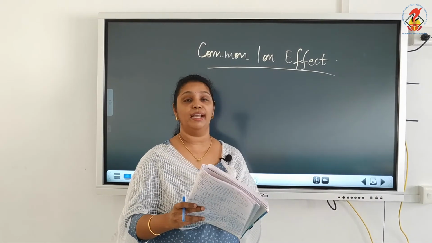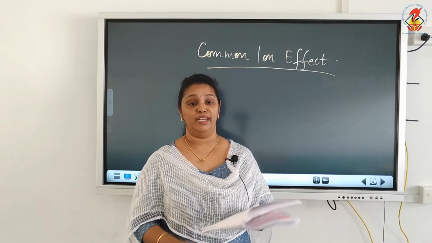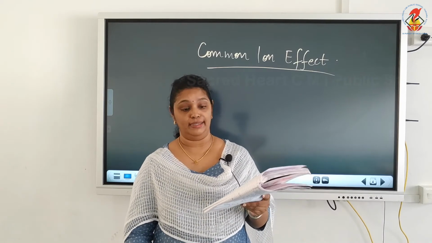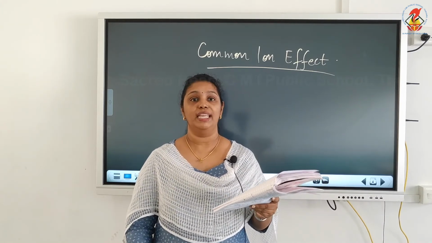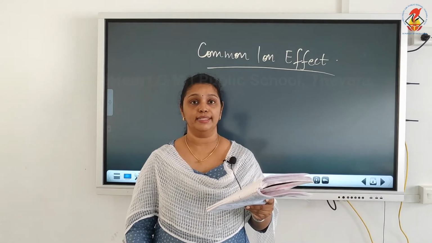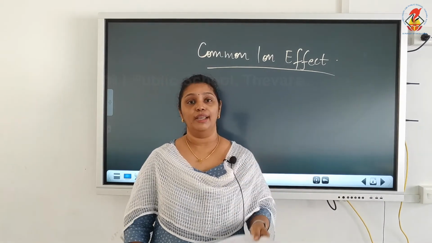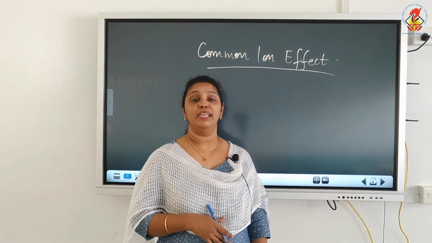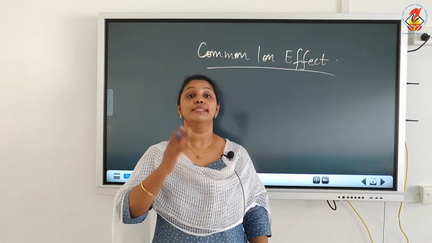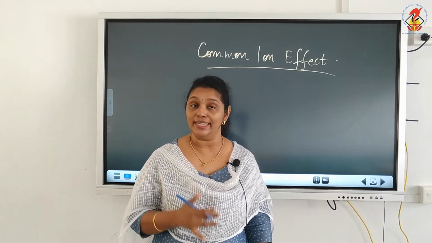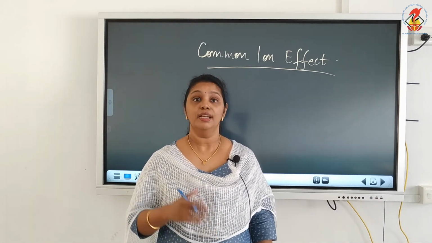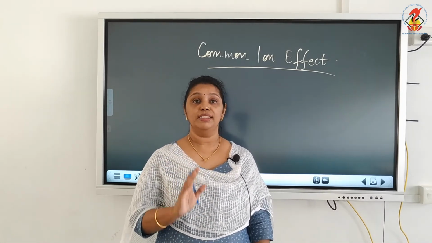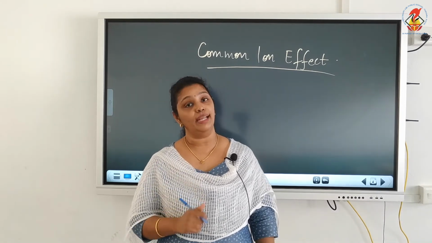Now in common ion effect, let's see the definition first. The degree of ionization of a weak electrolyte is suppressed by the addition of a strong electrolyte containing a common ion is called common ion effect. So what is happening in common ion effect? We have to suppress the dissociation of a weak electrolyte. How is it suppressed? By adding a strong electrolyte having a common ion. Means the ion should be common in the weak and strong electrolyte.